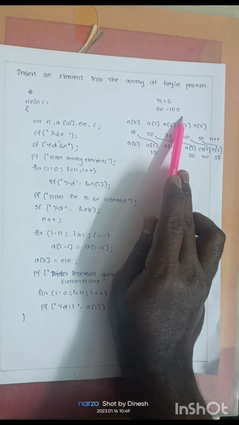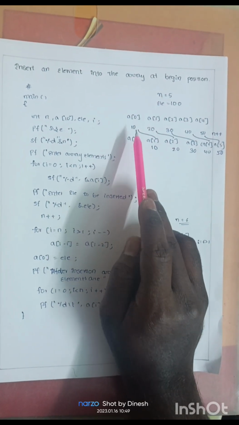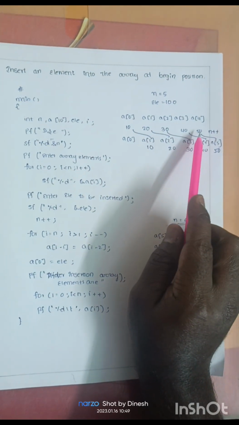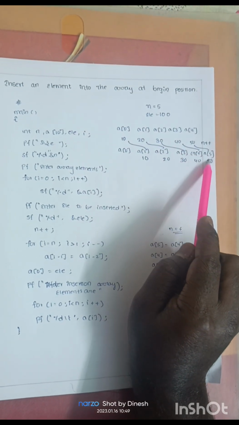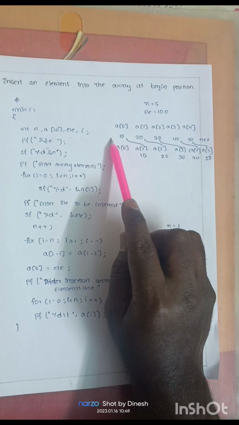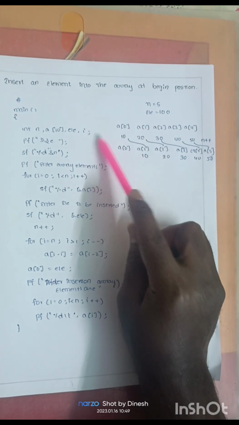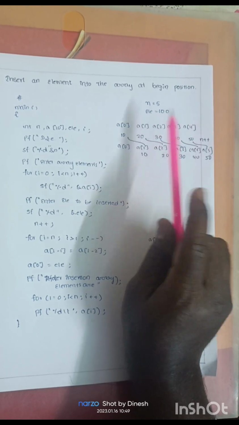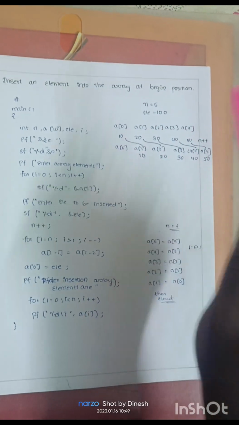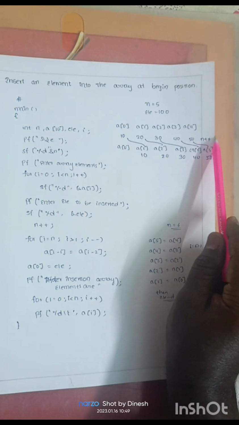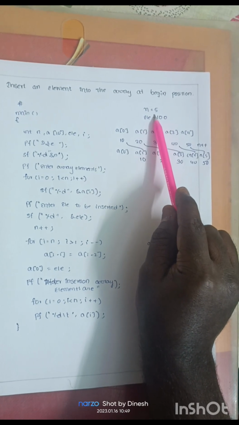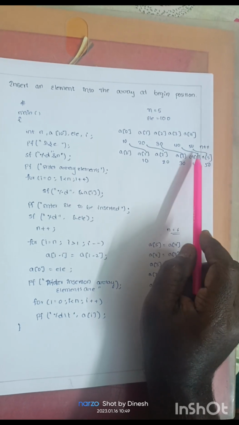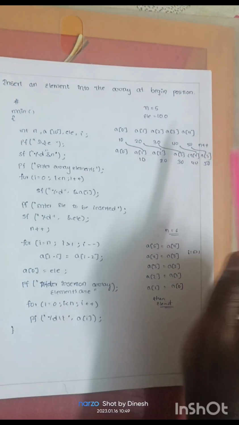Our main purpose is to insert an element in 0th location. That means we have to insert the 100 at a of 0. For this, 50 is moved to a of 5. Here the array index is from 0 to size minus 1, that means a of 4. But we are adding one more element, so we have to increase the size, n plus plus. We have to declare a variable for size, n equals to 5. For this we increase the size n plus plus, that means we have increased one more, a of 5.